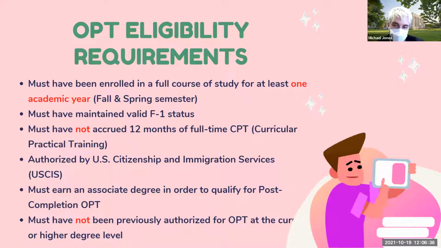You must be authorized by USCIS. You must complete an associate degree in order to qualify for post-completion OPT. And you must not have been previously authorized for OPT at the current or higher degree level. So if you've already done OPT at the associate's degree level or bachelor's or master's or PhD for whatever reason, you can't come down and do it. And we'll talk more about that later.